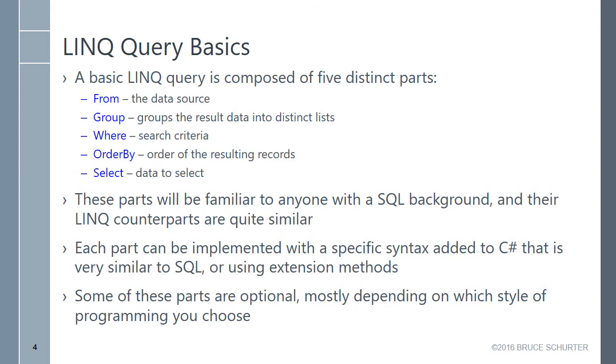Each part can be implemented with a specific syntax added to C# that is very, very familiar to SQL again, or by using these functional programming extensions that we've been talking about. Some of these parts are optional, mostly depending on which style of programming you choose. Now, for instance, if you're not interested in the order that the values come back, you can skip the order by clause completely. Or if you have no criteria, but you just simply want to sort a list, you can simply use the order by.